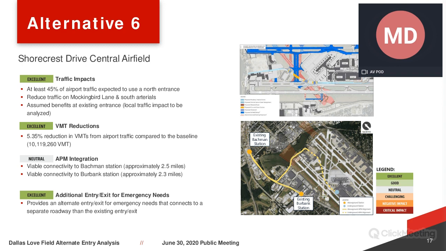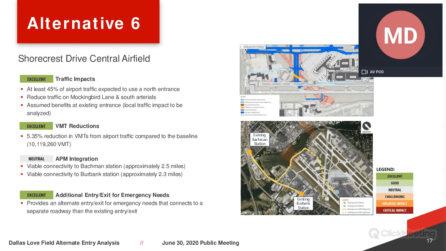So moving on, we really have narrowed it. Now we want to spend the remainder of our energy evaluating these remaining 4 alternatives. Alternative 6 on your screen would be the Shorecrest Drive, which is essentially a pathway from the terminal through the center of the airport, connecting with Shorecrest Drive. We did see in the traffic modeling a real improvement, over 5% reduction in the total vehicle miles traveled from the airport traffic compared to our baseline prior to the pandemic, essentially.